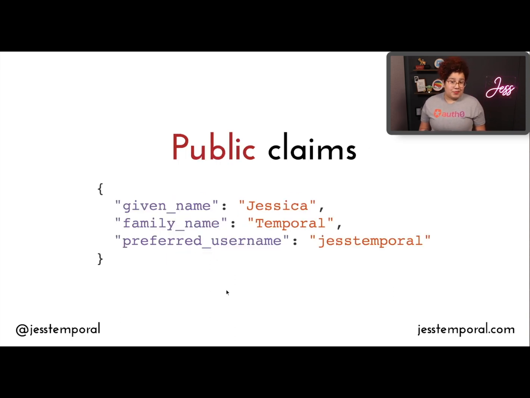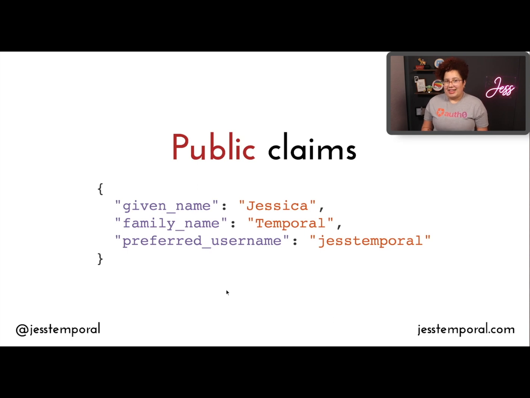The second type of claims that we have are the public claims. They aren't defined in the JWT specification, but they are standardized in a way by IANA, which is one of the organizations on the internet. The idea behind it is that everybody would follow the same naming conventions for their claims. So, for example, we would use given name instead of first name and family name instead of last name, and so on. This way, everybody could know what information each claim means.